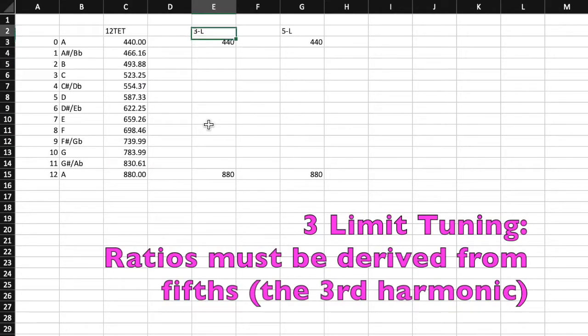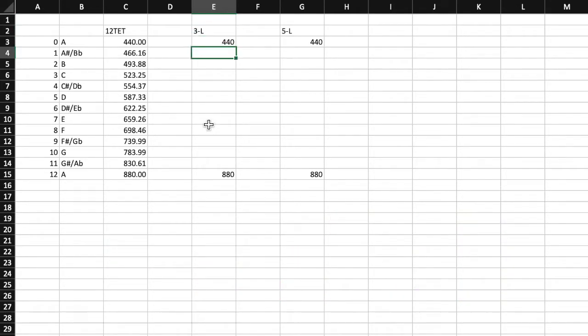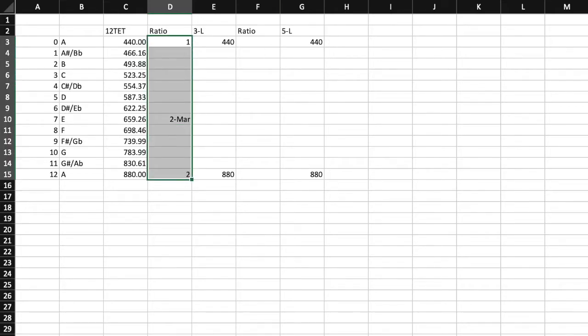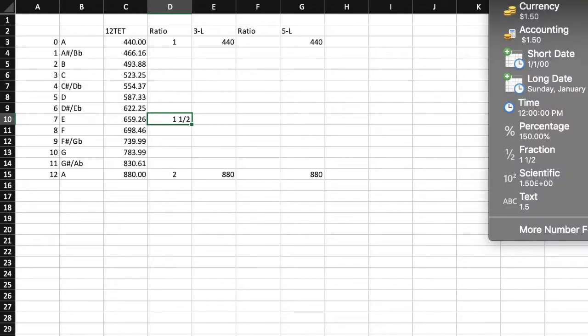So now 3-limit, we can only use up to the 3rd harmonic, which is a 5th. So we can use octaves and we can use fifths. So we're going to use this column for our ratio. This is 1, this is 2. Everything else has to be between 1 and 2. So let's start going up a 5th. That is 3 over 2. That is not correct. Let's fix that. Okay, it's giving us mixed numbers.